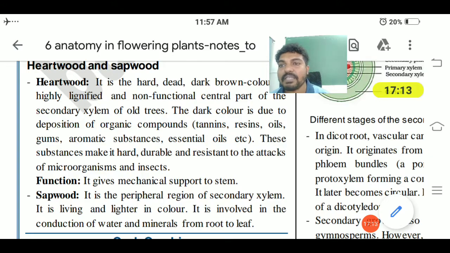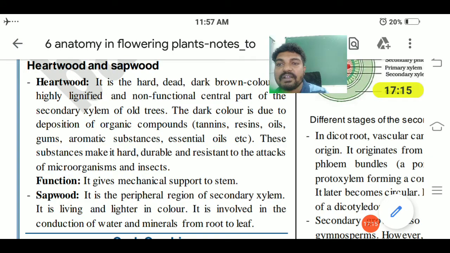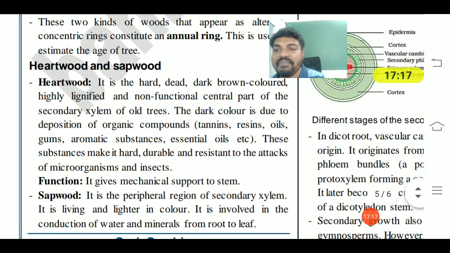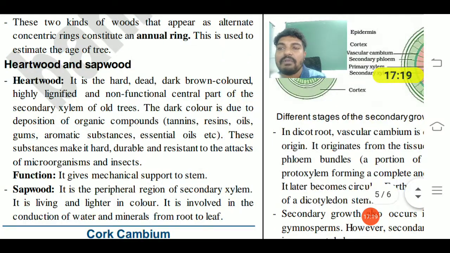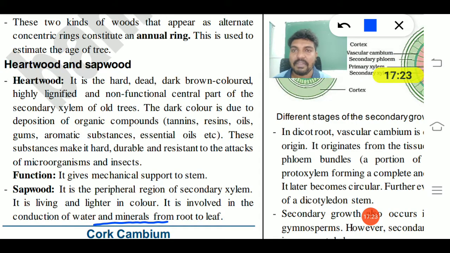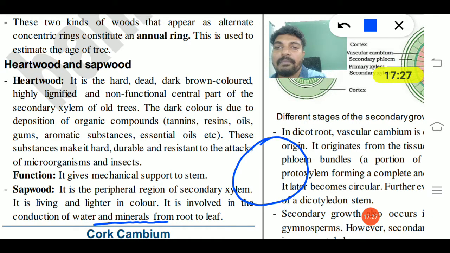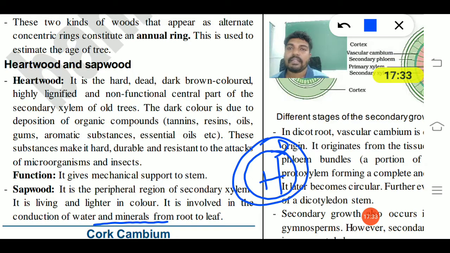And sapwood is there, and it is found at the peripheral region. It is living and lighter in color, involved in the conduction of water and minerals from the root to the leaf. So if you take a stem, most of it is occupied by the hardwood, which we call duramen. At the peripheral region is the sapwood, and that is involved in the conduction of water from the root to the leaf system.